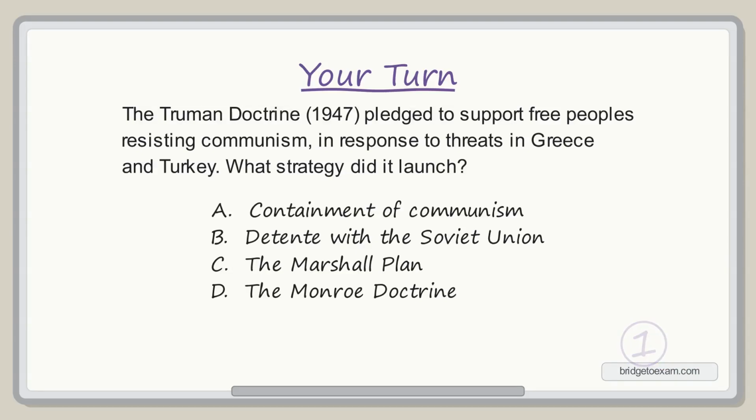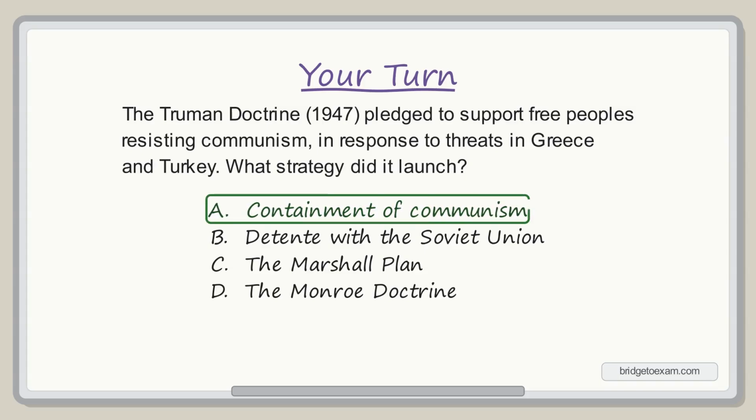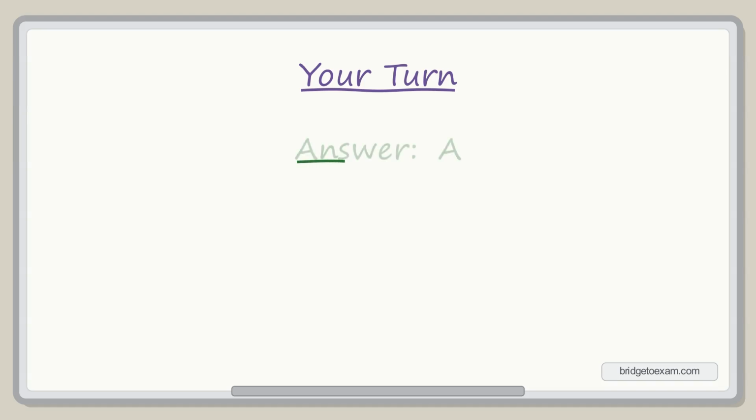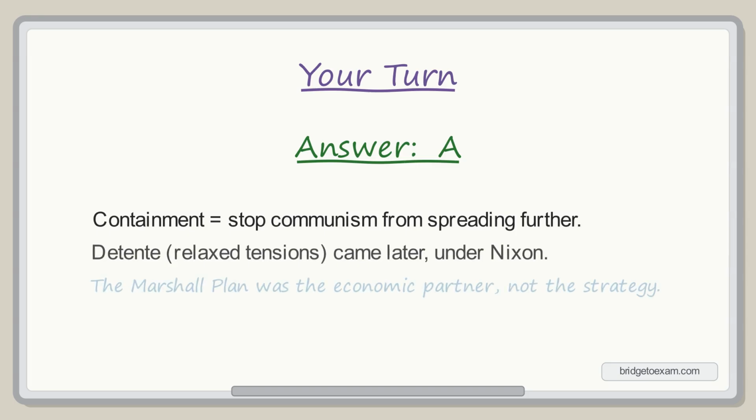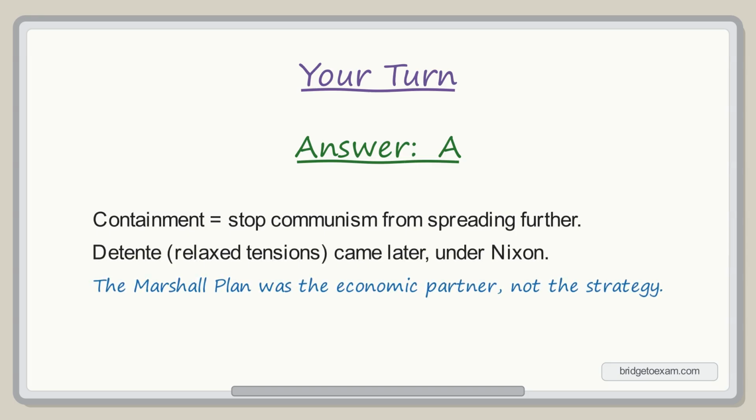The answer is A. Containment. The Truman Doctrine launched the policy of stopping Soviet communism from spreading to new countries. Containment guided U.S. policy for over 40 years. Détente came later under Nixon, and the Marshall Plan was the economic companion to the doctrine, not the strategy itself.